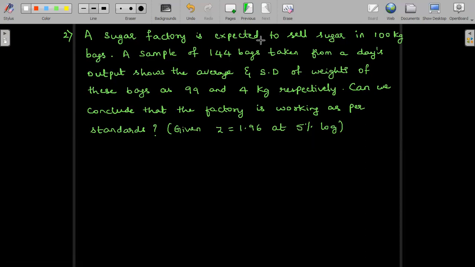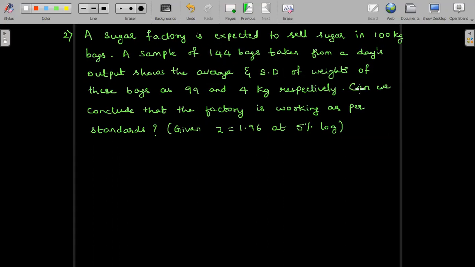So a sugar factory is expected to sell sugar in 100 kg bags. So the mean of the population, that is mu, is equal to 100. Then we have n equal to 144. We are collecting a sample of 144 bags. So n is equal to 144.